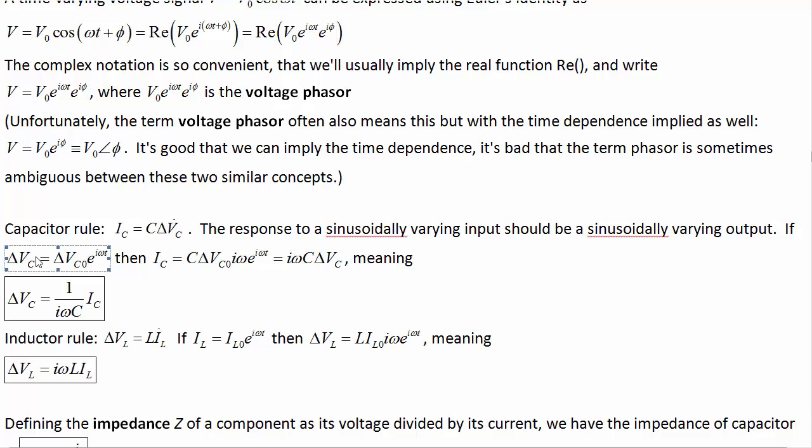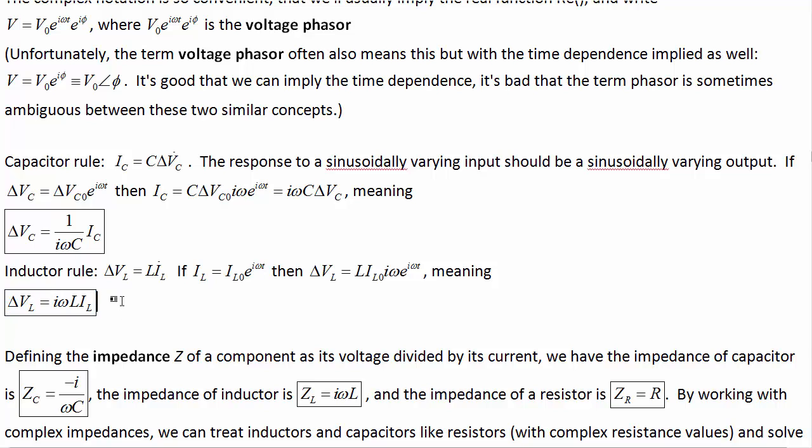Well, what that means is if we've got a delta Vc, say, of delta Vc naught, so some kind of amplitude, e to the i omega t, then you can calculate the current by taking the derivative of this. The amplitude is a constant, and it just ends up multiplying by an i omega from what it was before. So that means the current is i omega C delta Vc. Or solving for delta Vc, 1 over i omega C times Ic. Same thing for an inductor, we get i omega L times the current through the inductor.